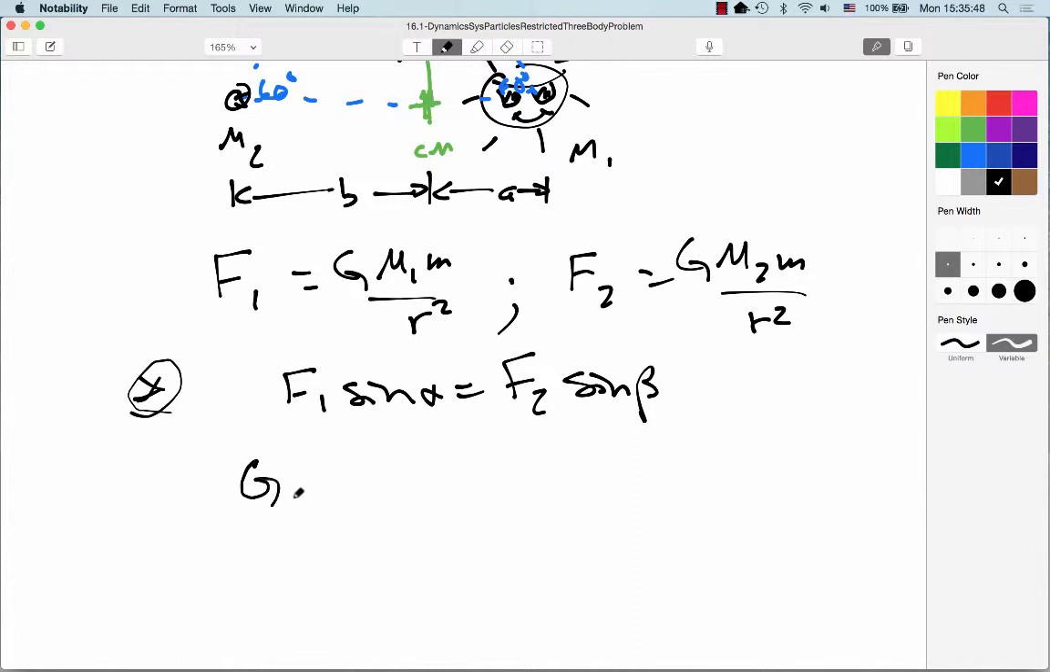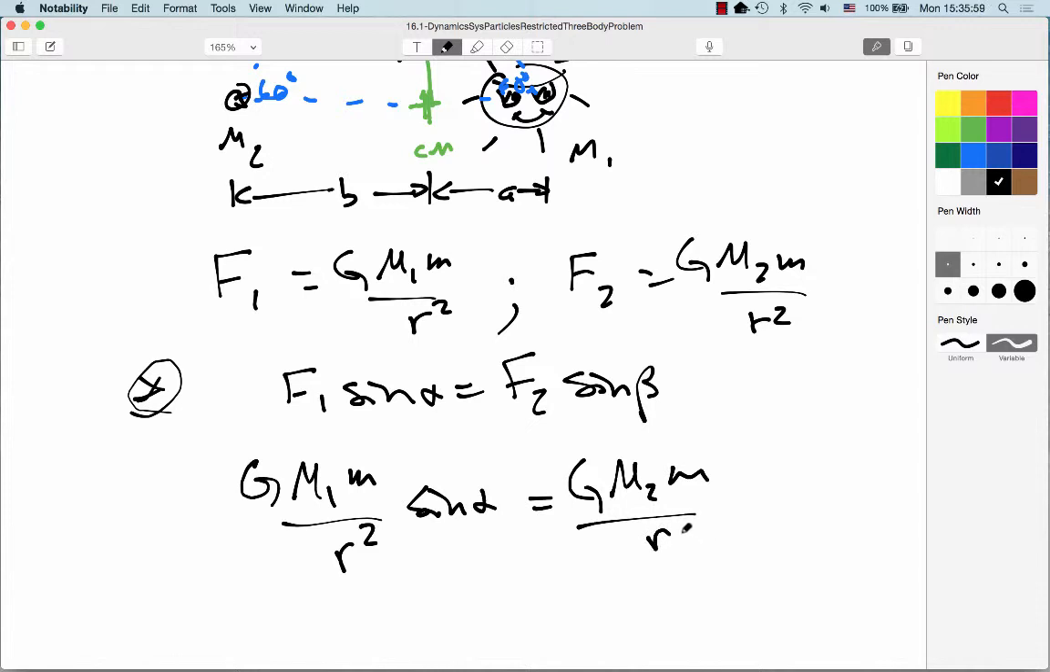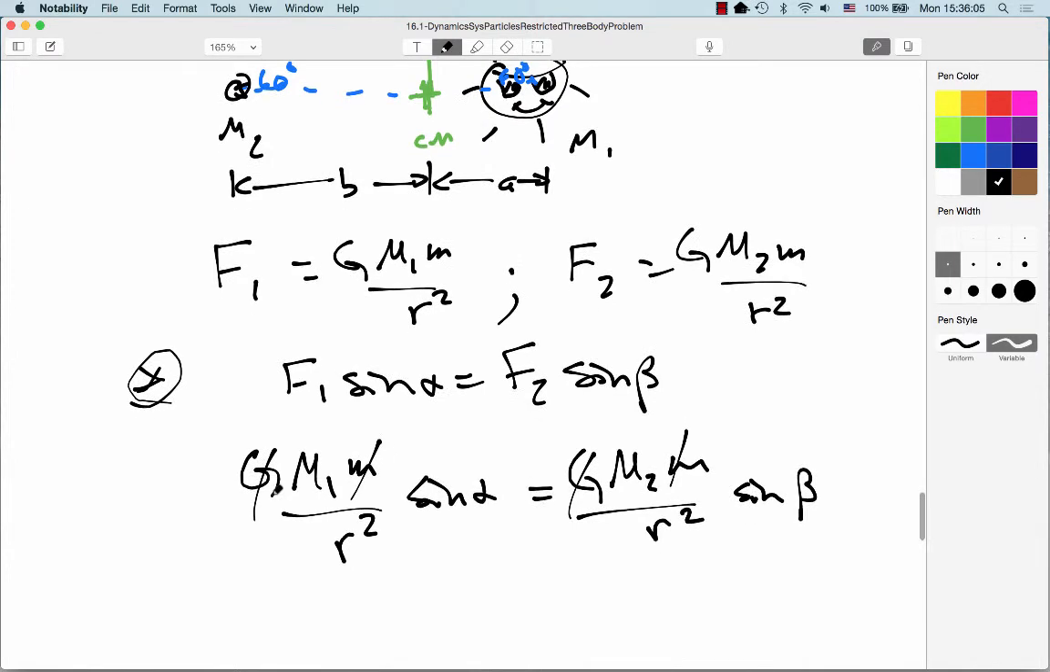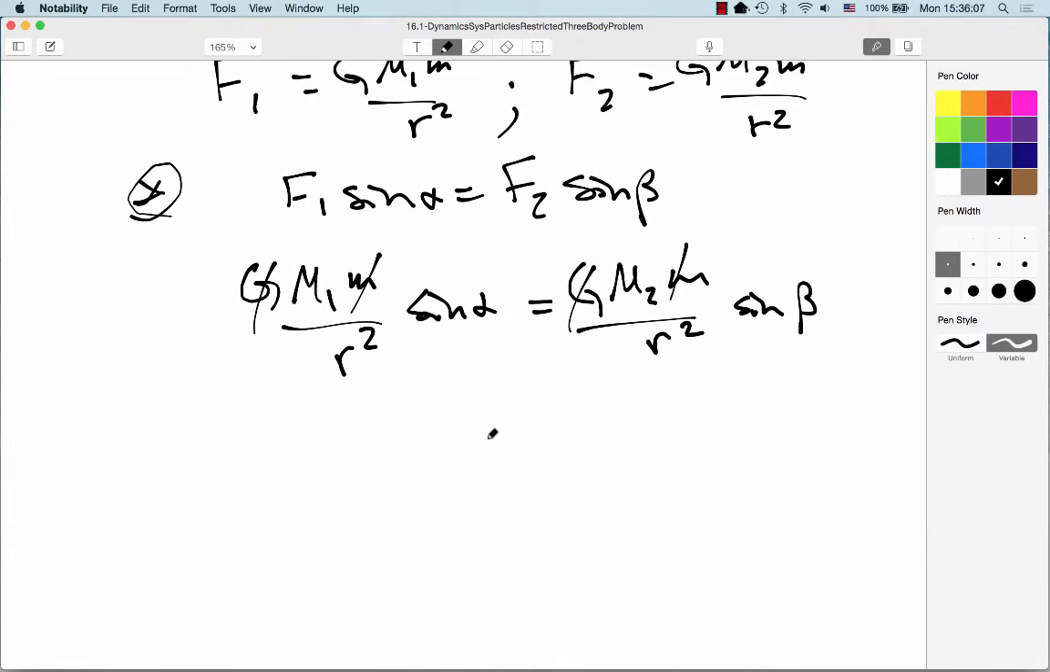So putting in what the forces are, this is G m1 m over r squared sine alpha equals G m2 m over r squared sine beta. Cancel, cancel, cancel where we can. All right, so we have m1 sine alpha equals m2 sine beta.